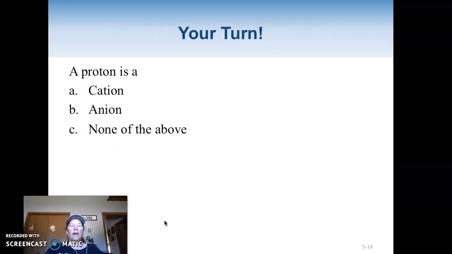Okay, so a proton, if it's got a positive charge, is a cation. An electron would be considered an anion because it's got a negative charge. A neutron, well, if it doesn't have a positive charge, it's not a cation. If it doesn't have a negative charge, it's not an anion, so it must be none of the above.